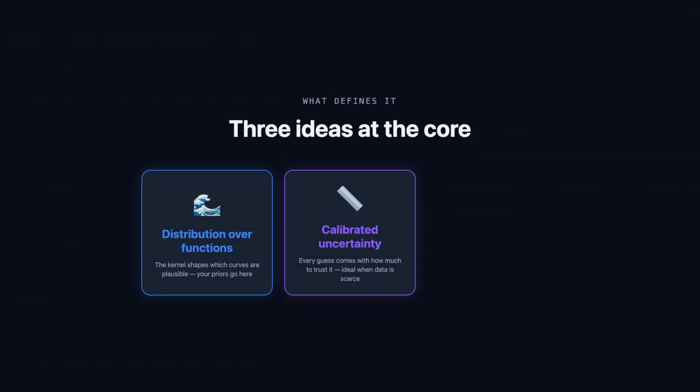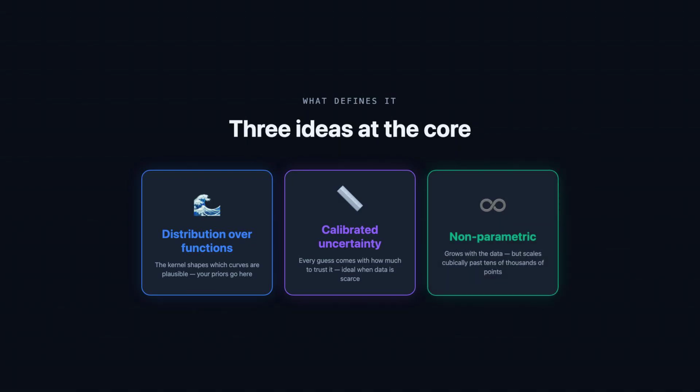Second, calibrated uncertainty everywhere. This is the headline feature. The model doesn't just guess. It tells you how much to trust each guess, which makes it a natural fit whenever data is scarce and knowing your confidence genuinely matters, like robotics or Bayesian optimization.